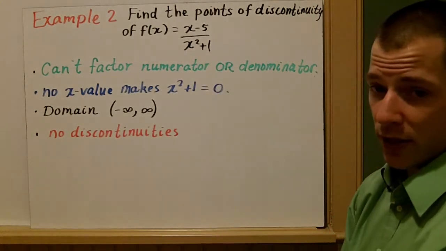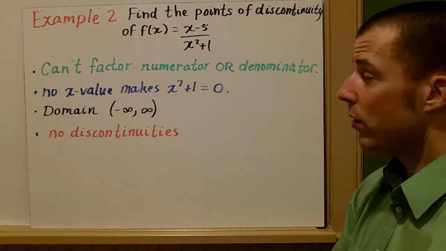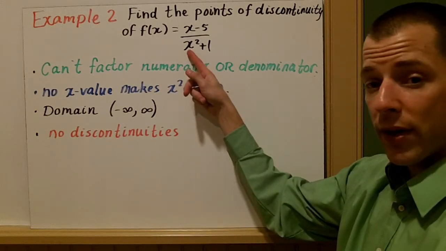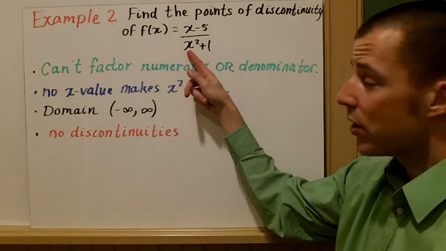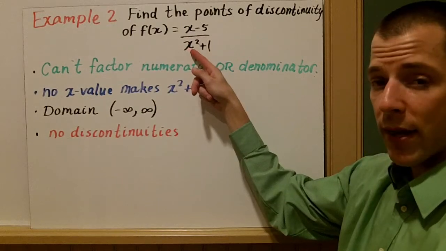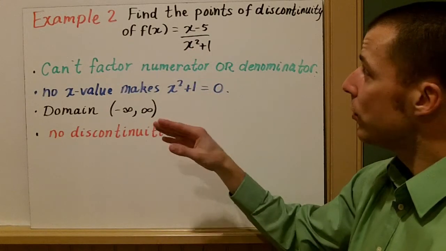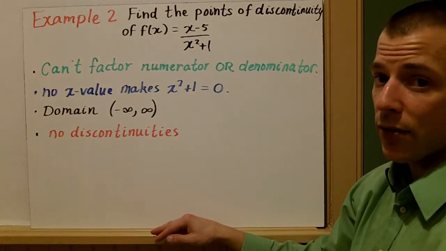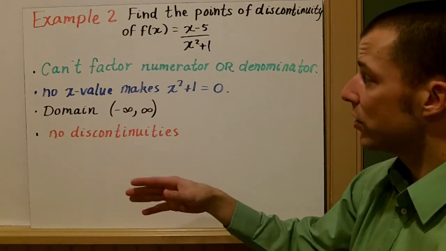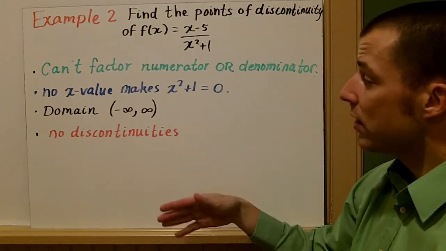Some people will say 0. Some people would say negative 1. But remember, anytime you square a negative number, you get a positive result. So there's nothing here that would make the denominator 0. So there are no points of discontinuity. Okay, this function, in this case, would be continuous.